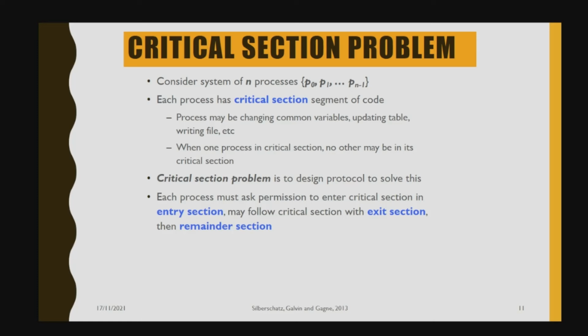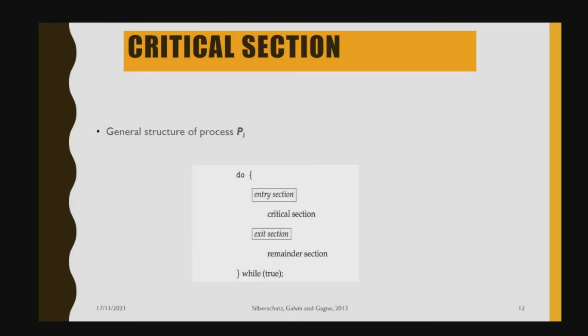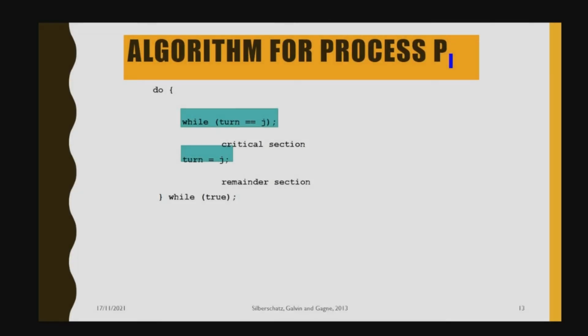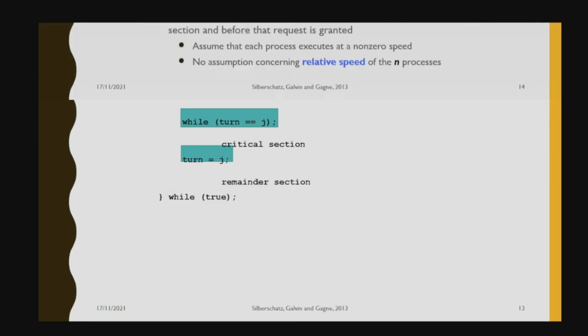Okay. Each process must ask permission to enter the critical section in the entry section. It may follow the critical section with the exit section and the remainder section. Okay, this is the general structure of process Pi. So we have do, entry section, critical section, exit section, remainder section, while true. So these are the pseudocode or the algorithm for that part. To access process i, do while turn equal to j, then go to the critical section, and j is now assigned to turn, then the remainder section, while true. So these are the algorithm for Pi.